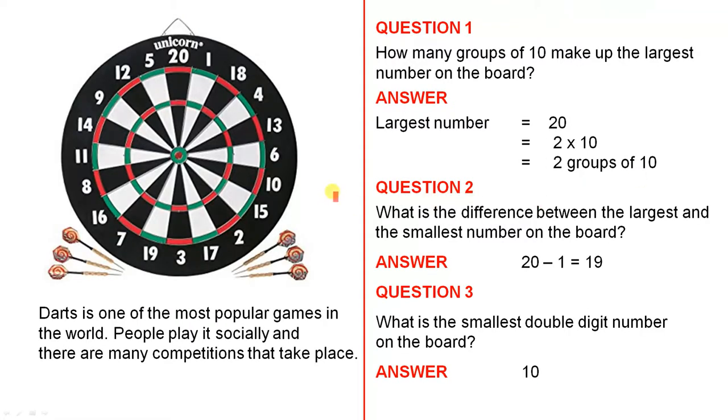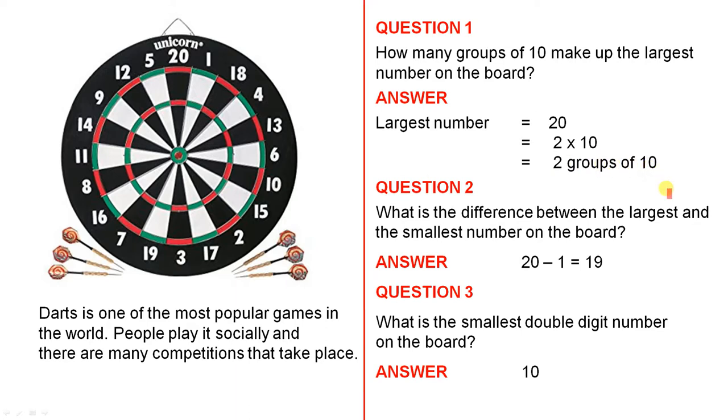Darts is one of the most popular games in the world. People play it socially, and there are many competitions that take place. Question 1. How many groups of 10 make up the largest number on the board? Now the largest number on the board here is a 20. So the largest number equals 20, which is 2 times 10, which is 2 groups of 10.